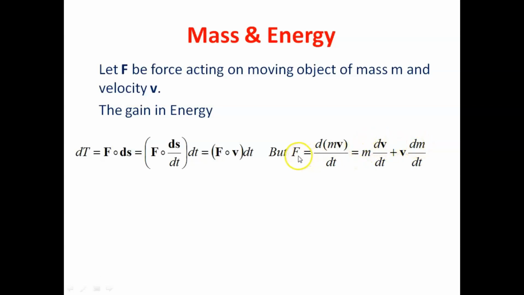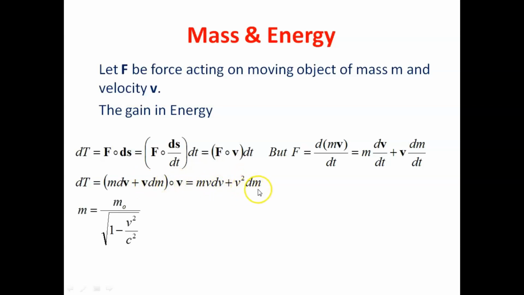So we have to replace F bar in this equation, and while doing so, the dt in the denominator can be eliminated with this dt. So dT, the gain in the energy, is equal to (m dv plus v dm) dot v. So dv bar dot v bar will be v into dv. So m v dv plus v bar dot v bar will be v square into dm. This dm represents the gain in the mass due to velocity.